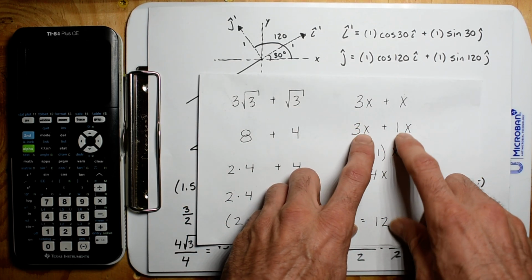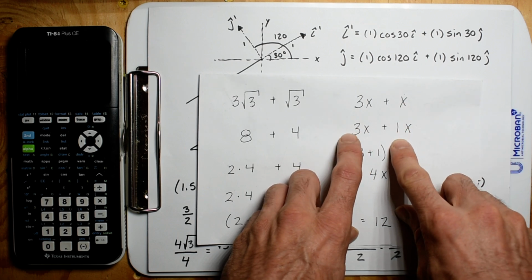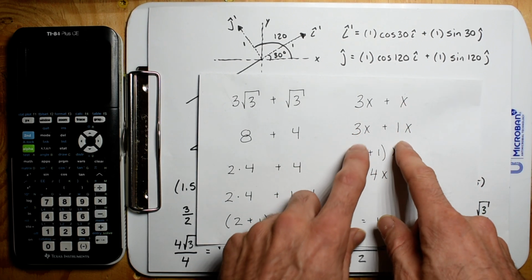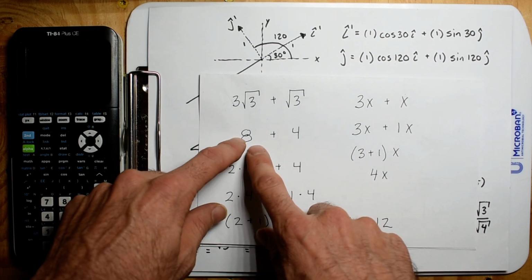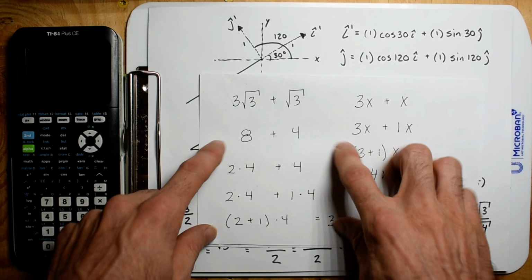And then you can even put a 1 right here. So this is going to be 3x plus 1x. Then you can FOIL them out, 3 plus 1. But yeah, you can even do it with 8 plus 4 using that same strategy. It just blows my mind.